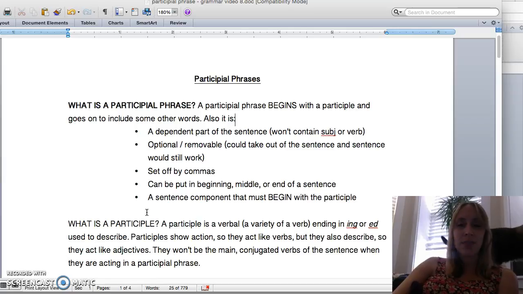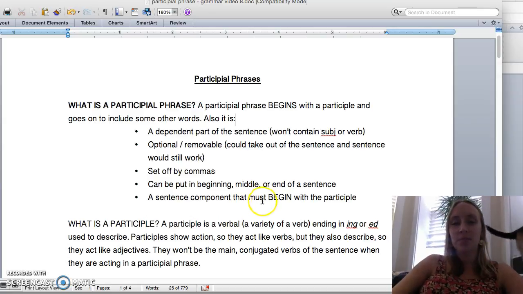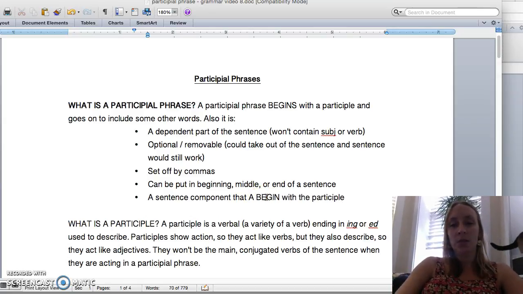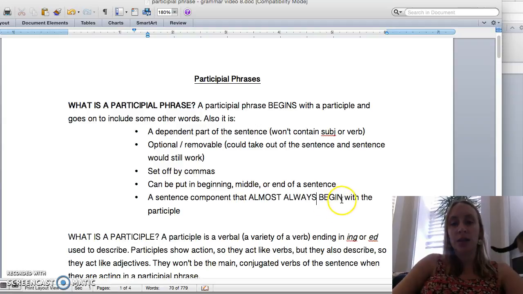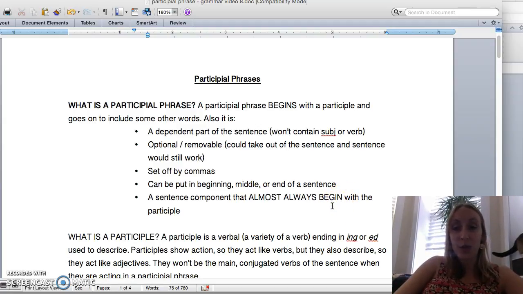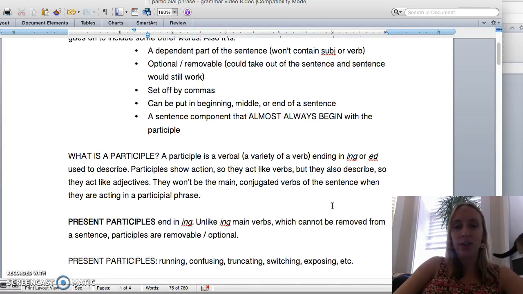They are a sentence component that must, most of the time, almost always begin with the participle. Most of the time, but they don't absolutely have to. They could have an adverb first.